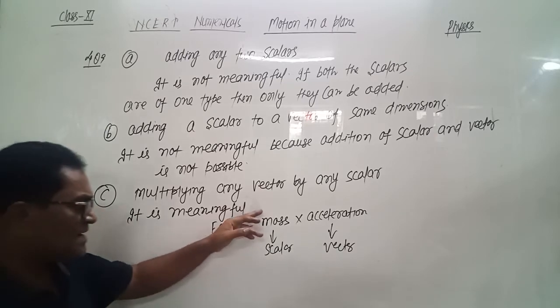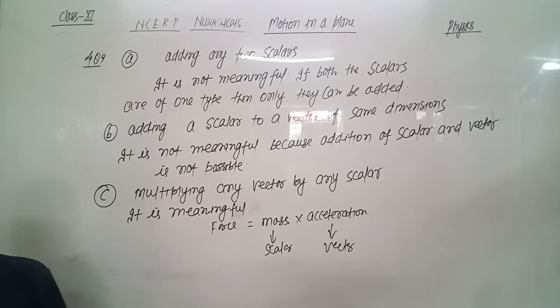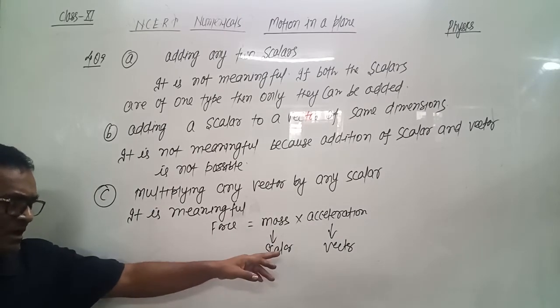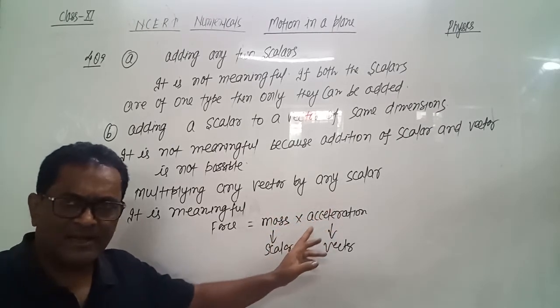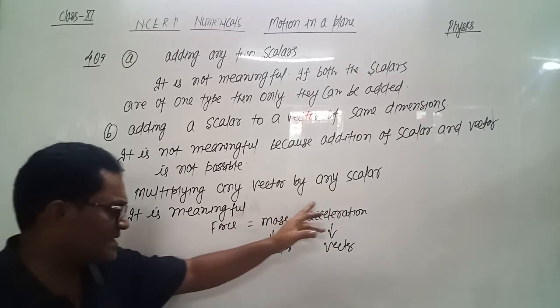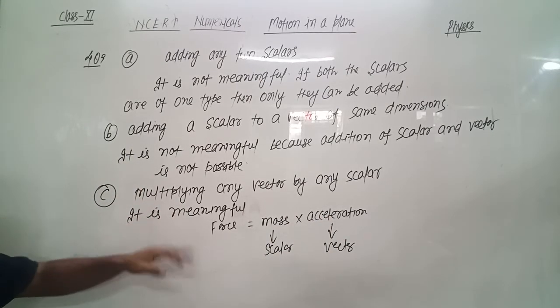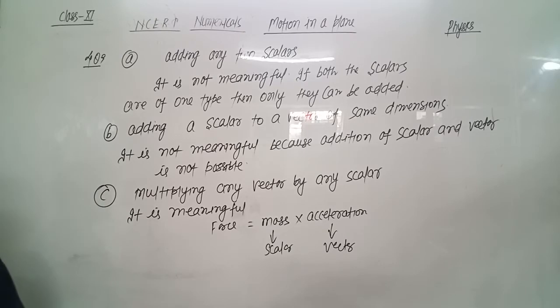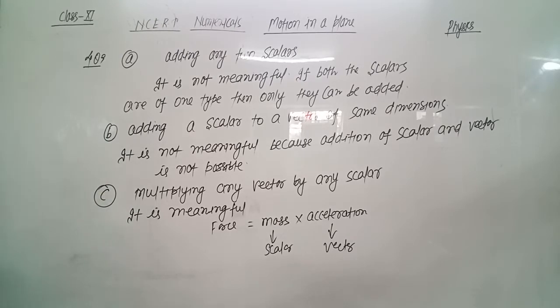So multiplication of a scalar and vector is meaningful, because when we multiply the scalar by a vector, we get a meaningful result. Now the part D.